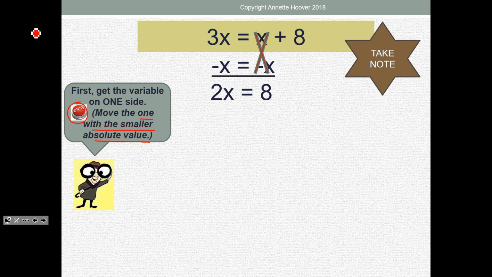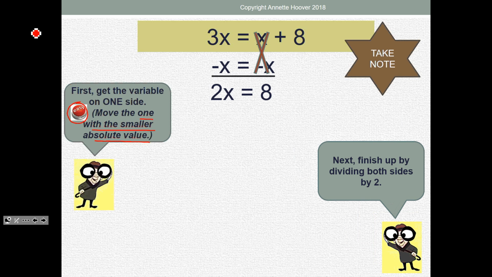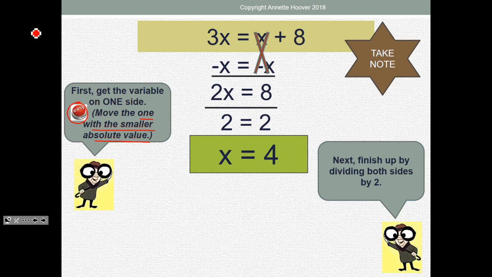Now, only one step left to do, because x is being multiplied times 2. X is not yet by itself. So now we have to do the opposite of multiply, which is divide by 2 on both sides of the equation, because what you do to one side of the equation, you have to do to both sides. 2 divided by 2 is 1, so that leaves 1x, or just x on the left side, and 8 divided by 2 is 4. So x, the unknown number, is 4.